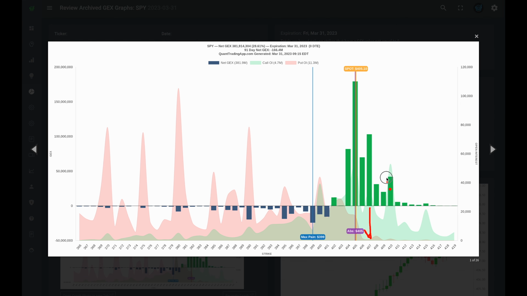And then we had a decent amount of open interest, as well as some positive gamma at 410. But the thought process would probably be, if the market was to rally, it would probably struggle around here, because the GEX kind of falls flat.